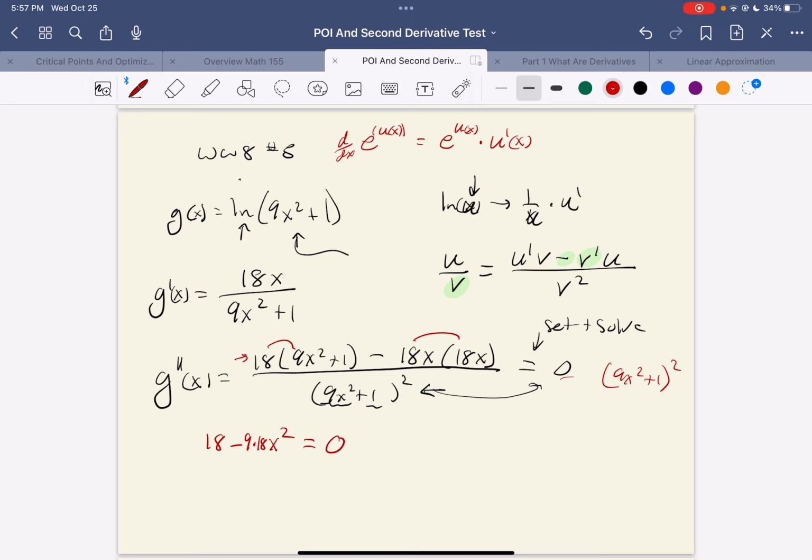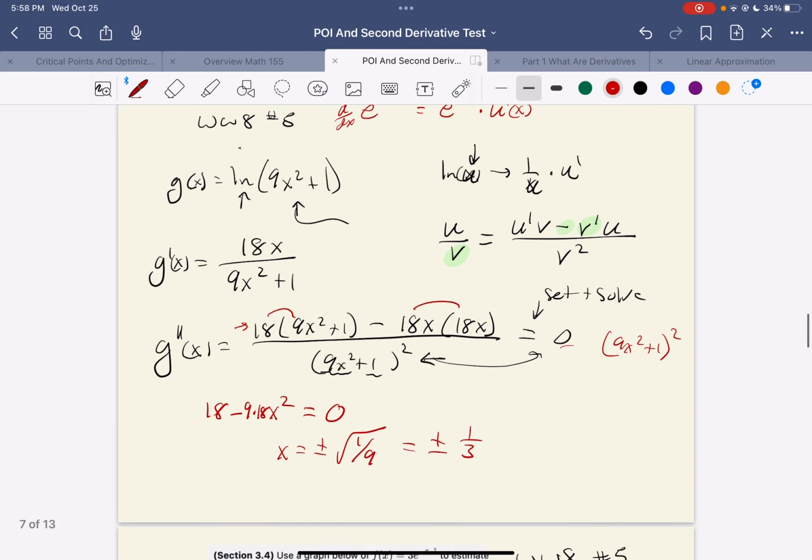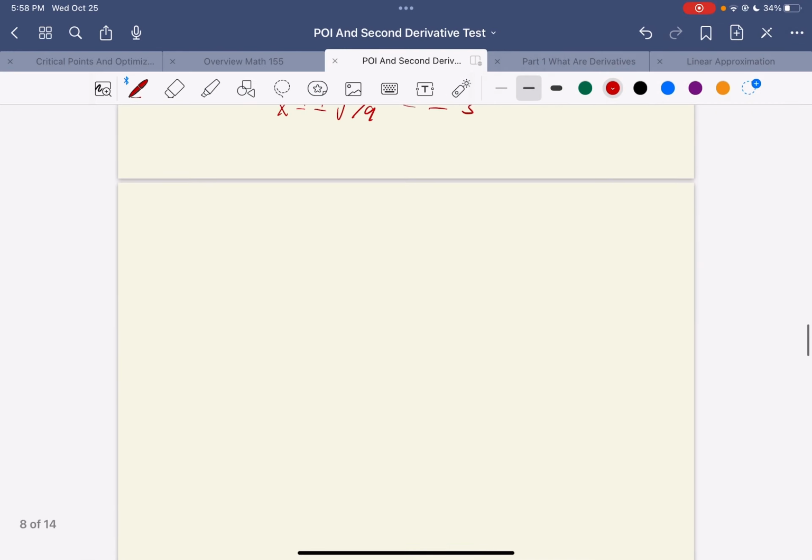All right, solve for x. Well, let's just divide the 18s away. Now if I solve for x, I get x is equal to plus or minus the square root of 1/9, better known as plus or minus 1/3. Okay, that's pretty nice. Let's just add another piece of paper here.